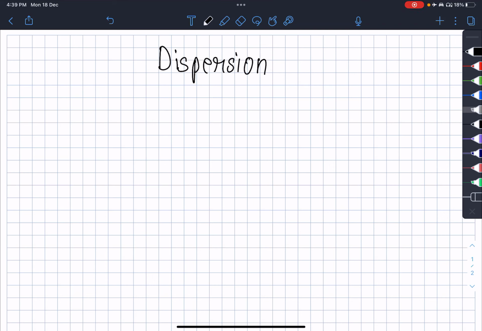So now we'll be starting dispersion. We have talked about the mean, median, mode, all the central tendency. Now we'll be starting the dispersion. What is dispersion? In simple words, we can say that dispersion is the distribution of range.